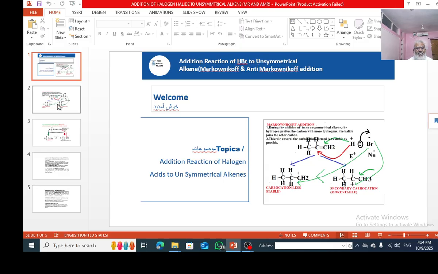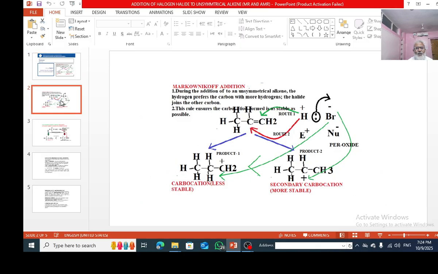Let us explain what is Markovnikov and anti-Markovnikov reaction and how does this happen. During the addition to an unsymmetrical alkene, the hydrogen prefers the carbon with more hydrogen. The halide joins the other carbon. Let me clarify again. During the addition to an unsymmetrical alkene, the hydrogen atom prefers the carbon with more hydrogen. The halide joins the other carbon.